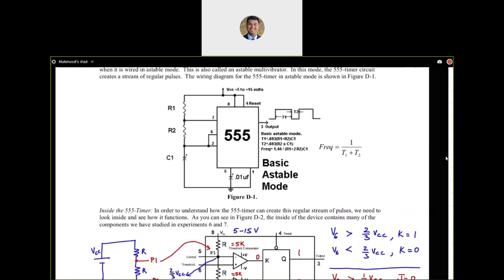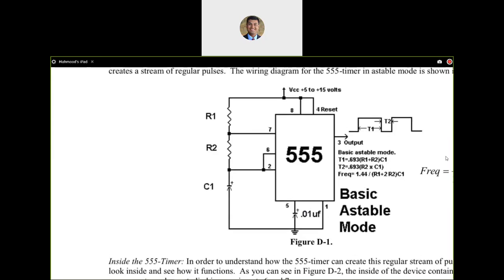So let's say we have, let me zoom in here. I have VCC, and as I said, it can be any voltage from 5 to 15 volts. I have connected pin number 8 to that and also pin number 4 to that so that there is no reset possible. I have connected pin number 1 to ground. I have connected that control voltage that I'm not using while I am in the 555 astable mode. I've connected it to ground using a 0.01 microfarad capacitor. But now I have three component values that are very crucial to this design: R1, R2, and C1.